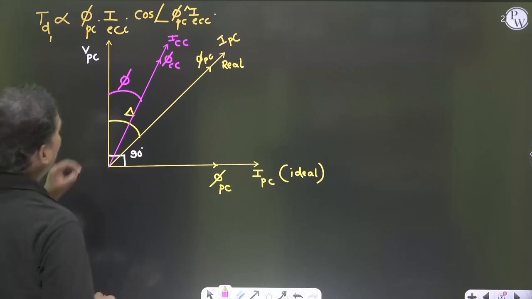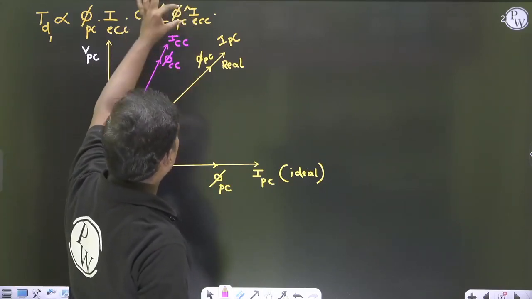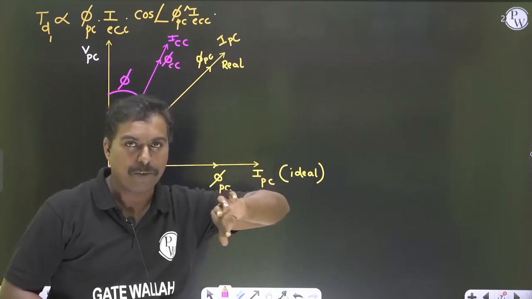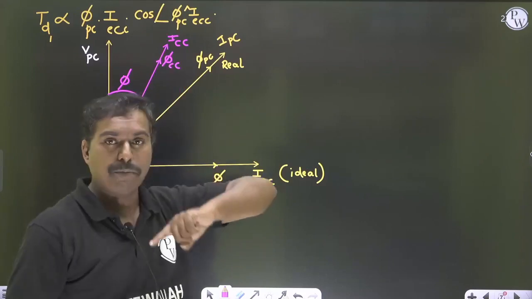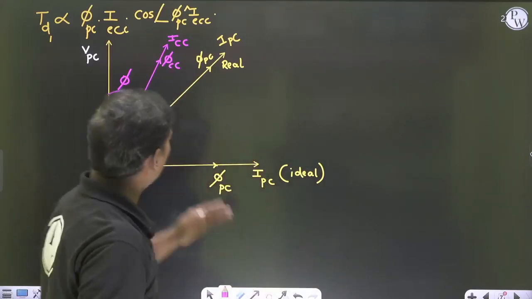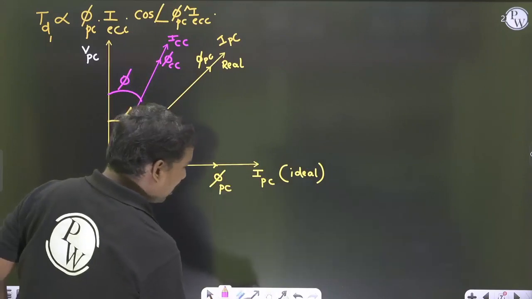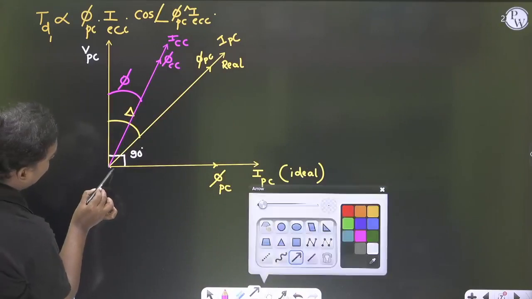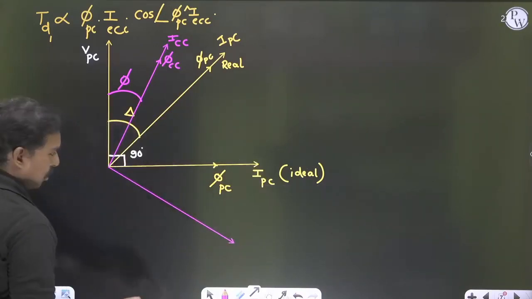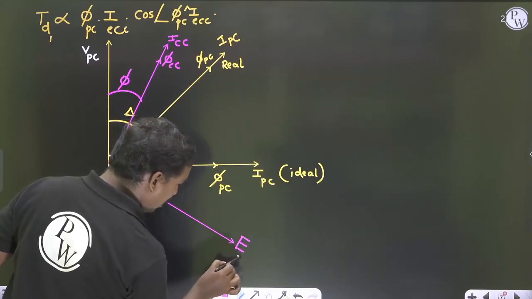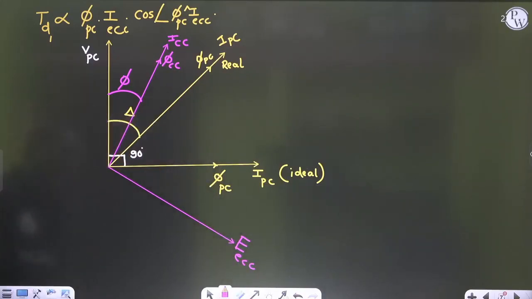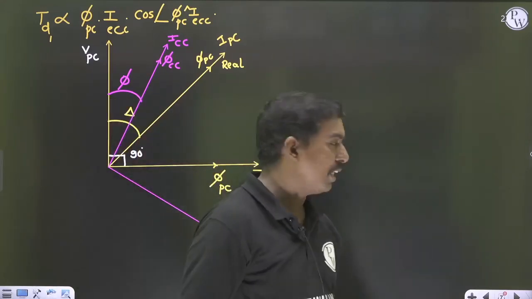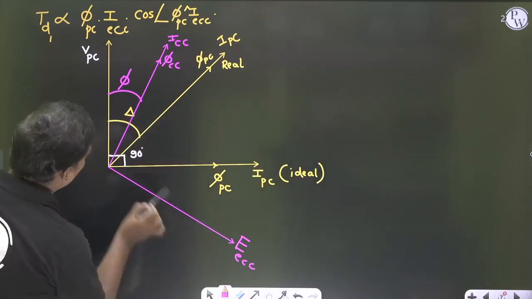But what I want is phi PC and IECC. Phi PC is this, IECC, the reason is the current coil, and this current coil induces an eddy EMF. So that EMF will be exactly 90 degrees to this cause. The voltage induced in this is 90 degrees. So if you take this as the 90 degrees, so this is our eddy voltage due to current coil. Try to understand, the voltage and the current both are 90 degrees to each other, and now what is this angle? So this particular angle is 90 degrees.